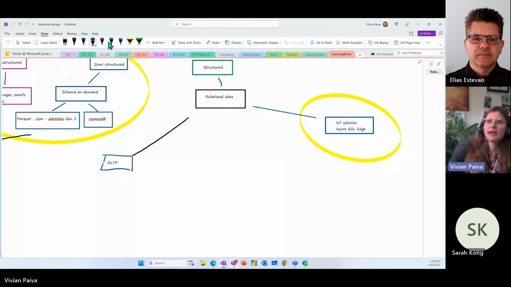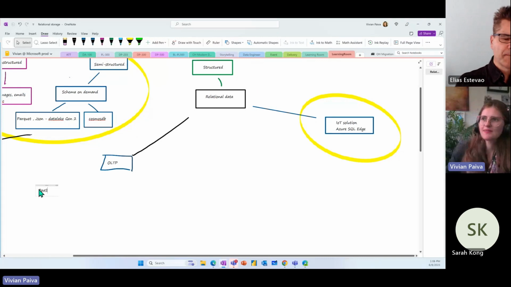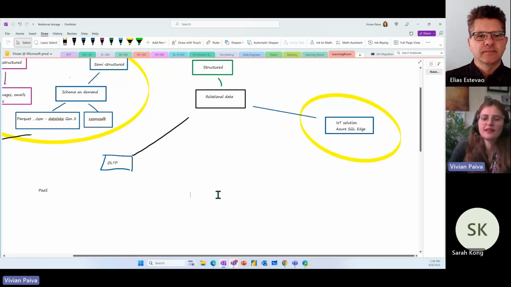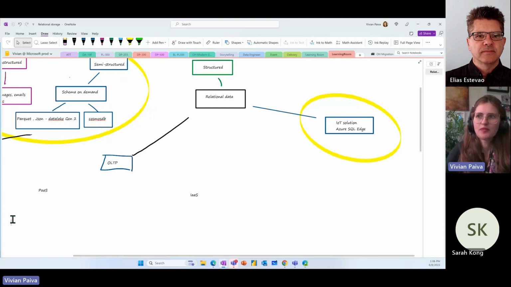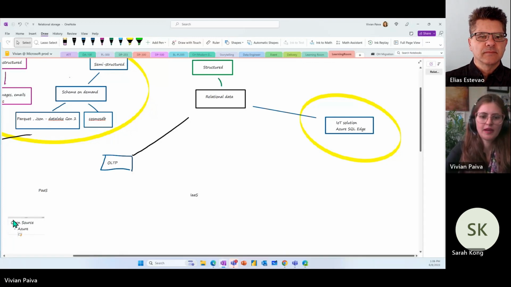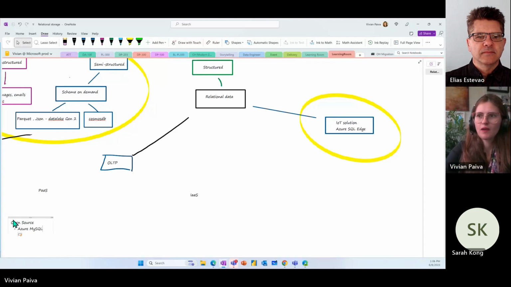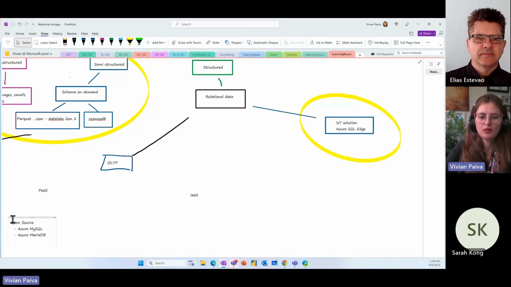So if we think about the solutions that are under PaaS and solutions that are under IaaS, we're just going to put the options here and we're going to expand that later on. So for PaaS, we have open source. So we have Azure MySQL, we have Azure MariaDB, and we have Azure PostgreSQL.